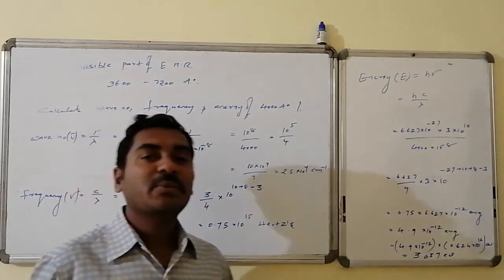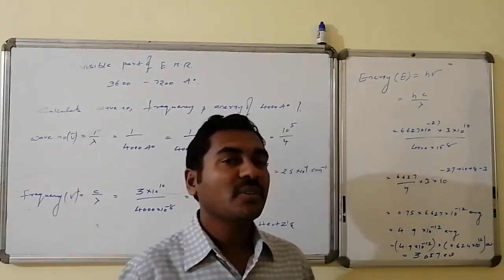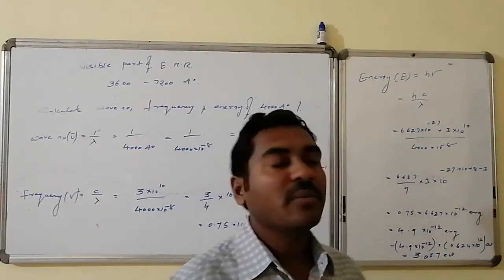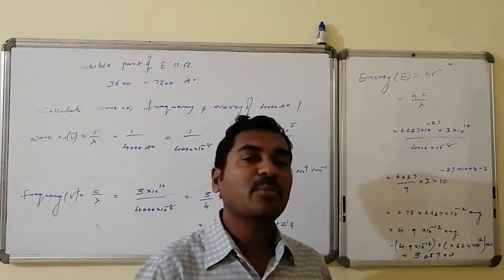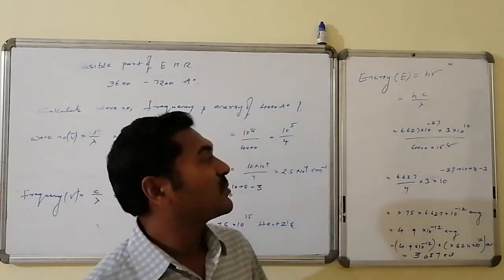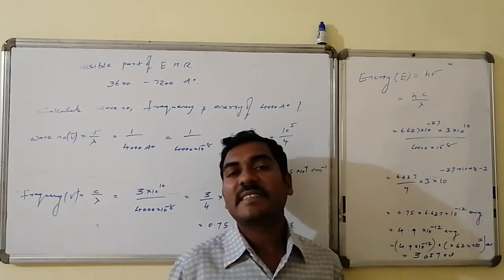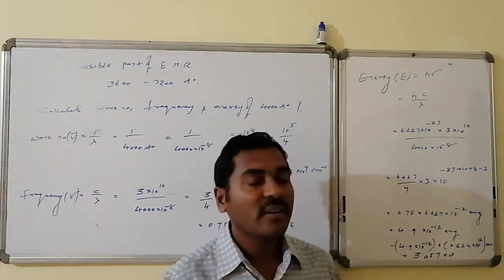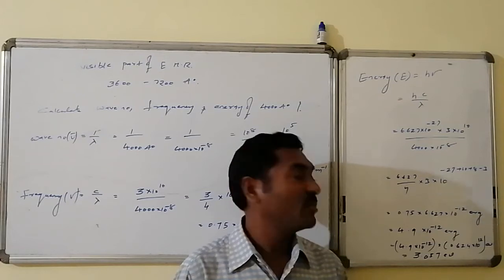Whereas the energy associated with 4000 Armstrong units, energy E is equal to h nu, in terms of the wave parameters, that is hc by lambda. h is Planck's constant. Here I am calculating in terms of the CGS system, 6.627 into 10 power minus 27, and c is the velocity of light, 3 into 10 power 10 centimeters per second, divided by lambda, 4000 Armstrong units, 4000 into 10 power minus 8 centimeters.